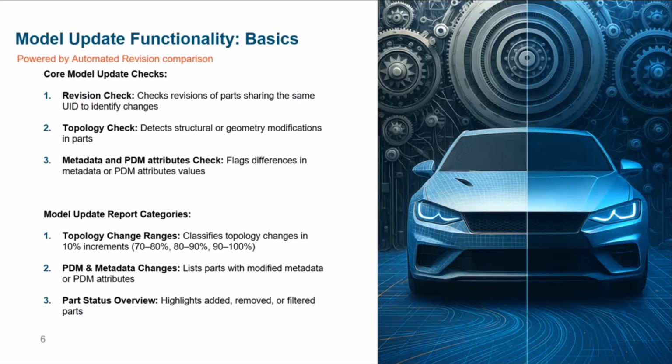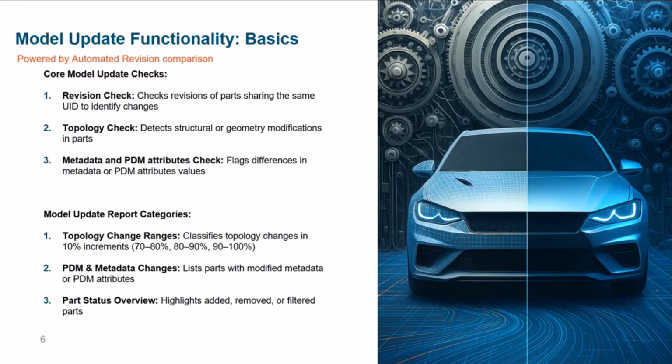The model update process functions as follows. The first one is the revision check. It identifies the parts that share the same unique identifier, UID, and it checks for changed revision. All parts that have changed revision are categorized in a new group called revised parts. All the parts that have the same revision will be organized in a group called carryover, and will be excluded from the checks.